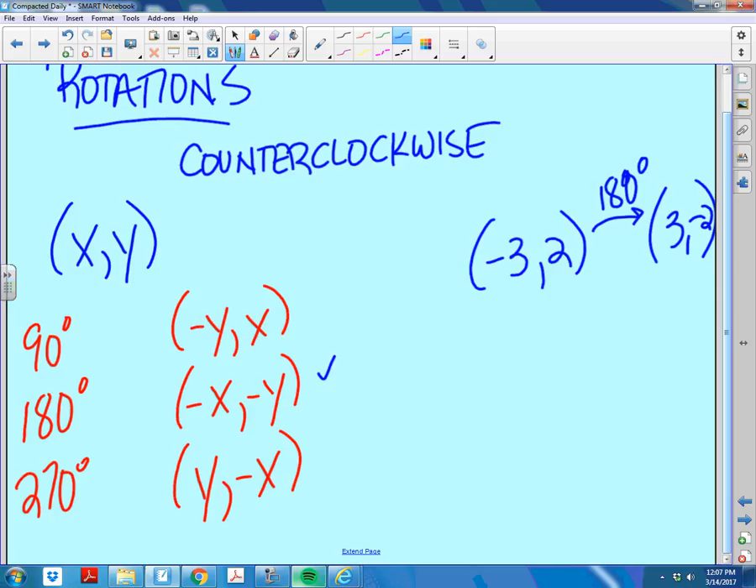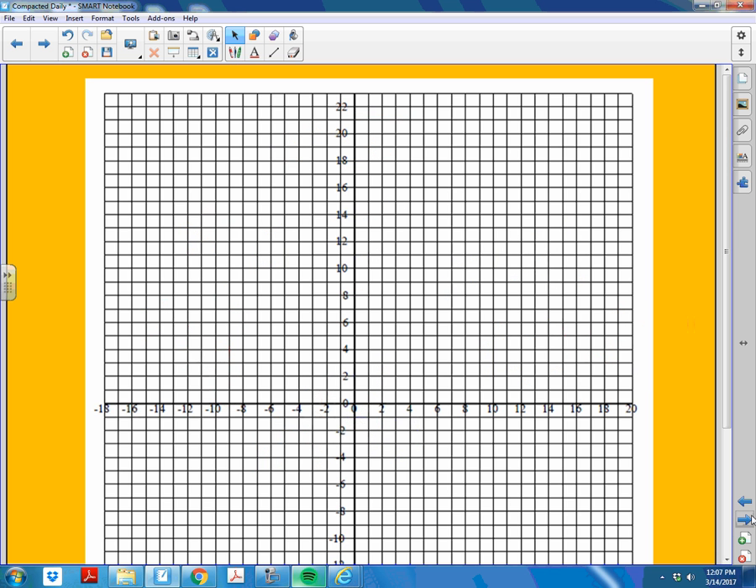Now, on both the 90 and the 270, the x and the y change positions. On the 90, the first one changes value, and on the 270, the second one changes value. So on the 90 and the 270, they both switch, no matter what. But on the 90, the first one changes its value, and on 270, the second one changes its value.